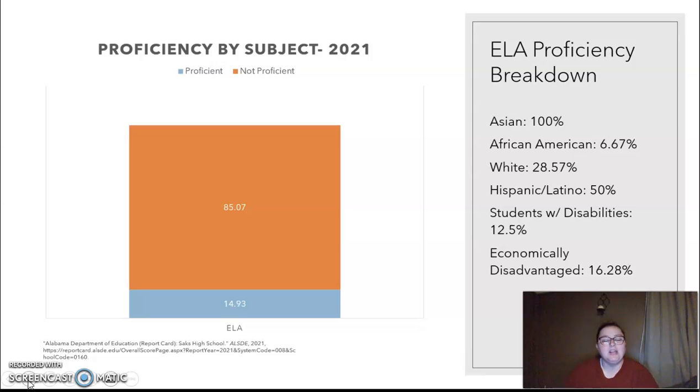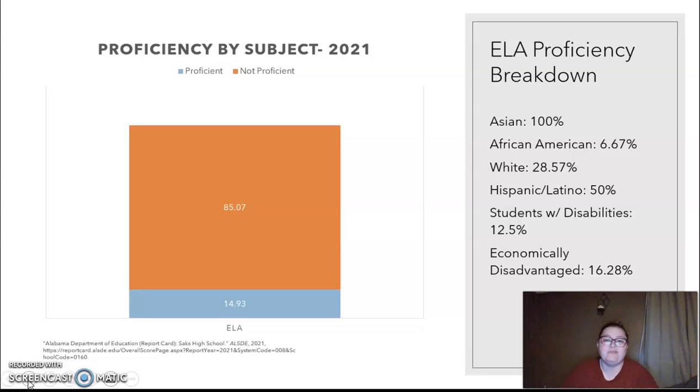Our Hispanic and Latino population, there are 50% of those students who are considered proficient in English language arts. To me, this seems really impressive considering that many of our Hispanic and Latino students come from a Spanish-speaking background where English is actually their second language. So that is quite impressive. Again, that is a huge difference, though, between our Hispanic Latino students and our white students, and our Hispanic Latino students and our African American students.